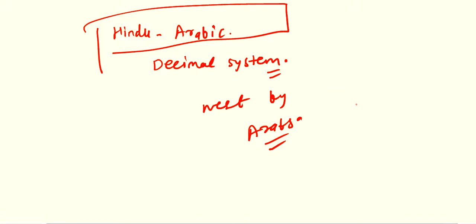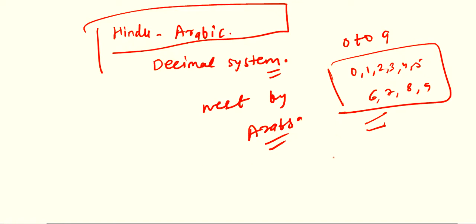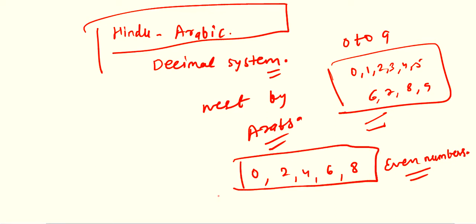Then in the Indian number system, you know that we are using digits 0 to 9. That is 0, 1, 2, 3, 4, 5, 6, 7, 8, 9. In this, these are numerals as well as numbers. So total 10 we are having here. Out of this, 0, 2, 4, 6, 8 are considered as even numbers. That is important, you should know even numbers. 0, 2, 4, 6, 8 even numbers. 1, 3, 5, 7, 9 odd numbers.